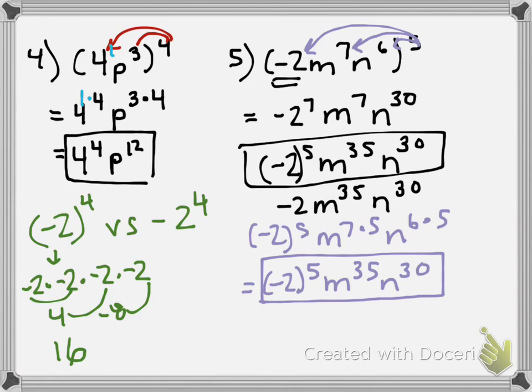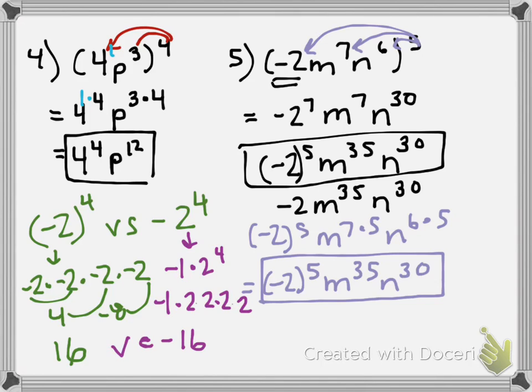This one, I'm going to change colors on, says negative, which represents -1 times 2 to the 4th. So that's -1 times 2 times 2 times 2 times 2. How many negatives are in that problem? 1. So that means my answer will be negative. 2 times 2 is 4. 4 times 2 is 8. 8 times 2 is 16.